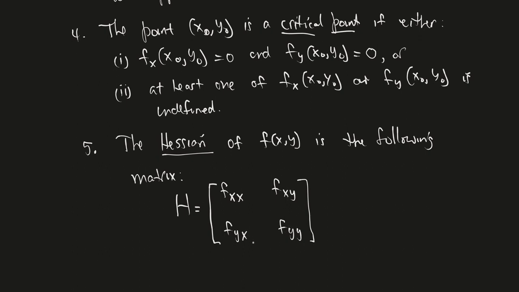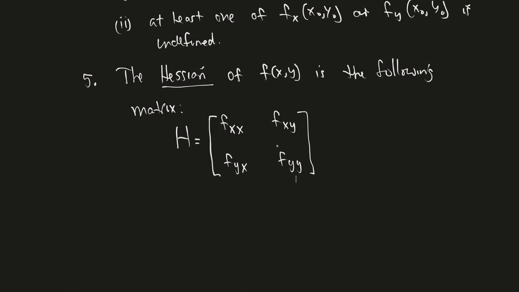So this matrix is called the Hessian of this particular surface. So let's just do a quick example of computing the Hessian.